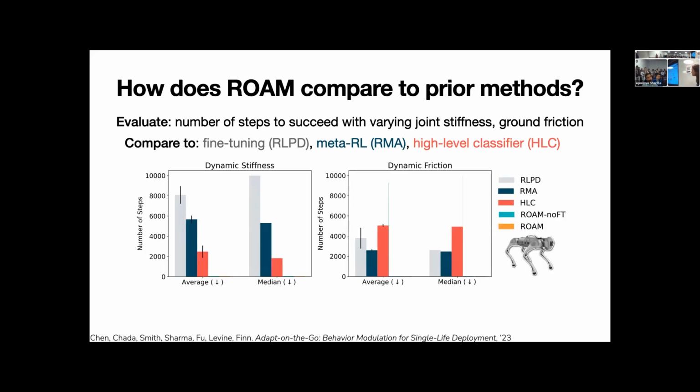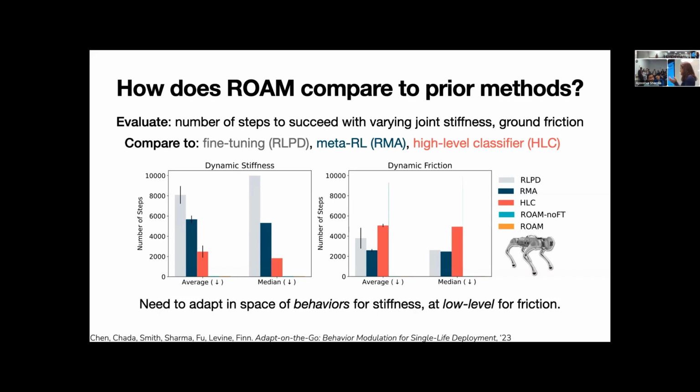Now, if you look at the results, both for stiffness and for friction, where lower is better because this is the number of time steps, we first see that for stiffness, the high-level controller is doing best, indicating that it's better to adapt the high-level behavior. And for dynamic friction, we see that RMA is doing better, so it's better to adapt at a low level.